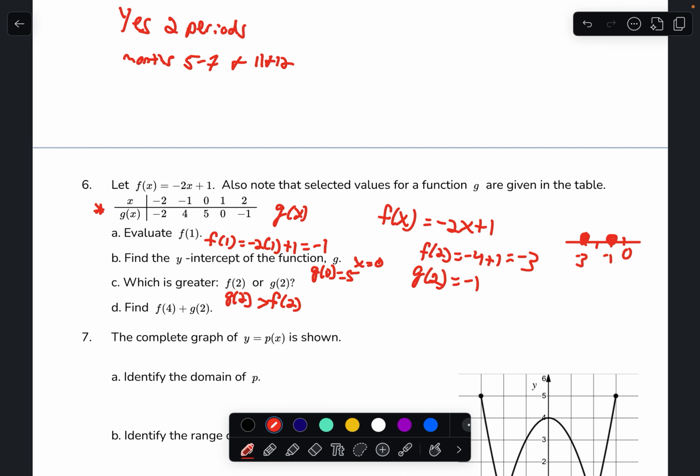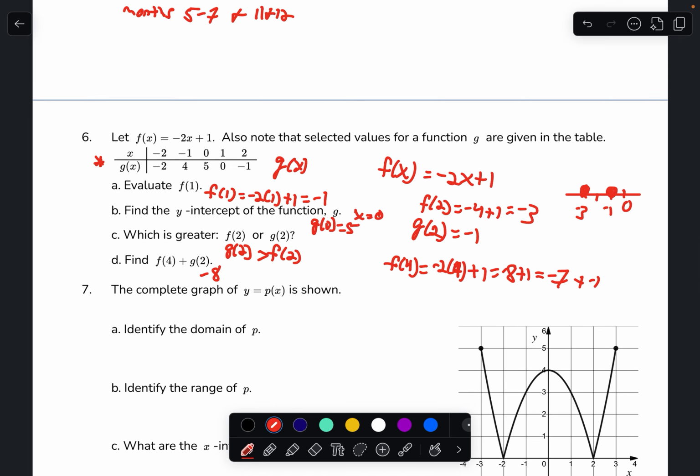Then it says find f of 4 plus g of 2. So f of 4 is, you plug 4 in for x, so it's negative 2 times 4 plus 1. That's going to be negative 8 plus 1. Negative 8 plus 1 is negative 7. And then g of 2, we already figured out was negative 1. So f of 4 plus g of 2 is negative 7 plus negative 1. It's negative 8. Okay. And there you go. That was question 6.